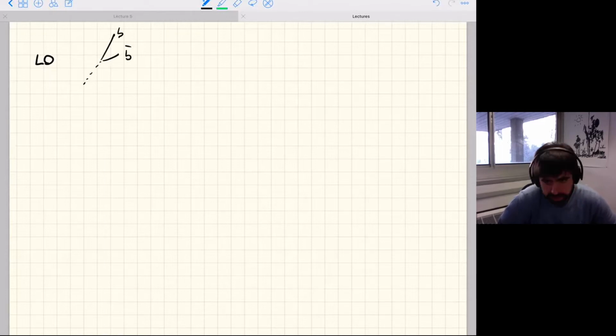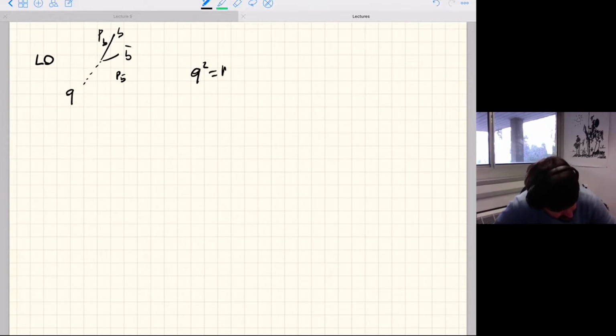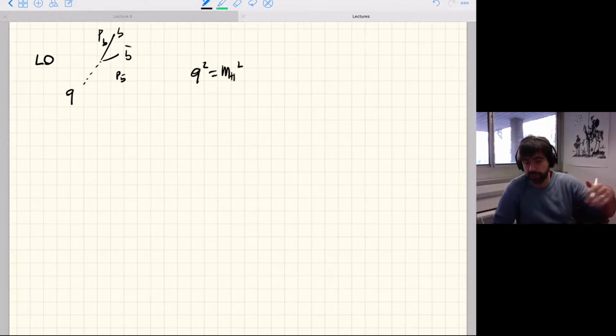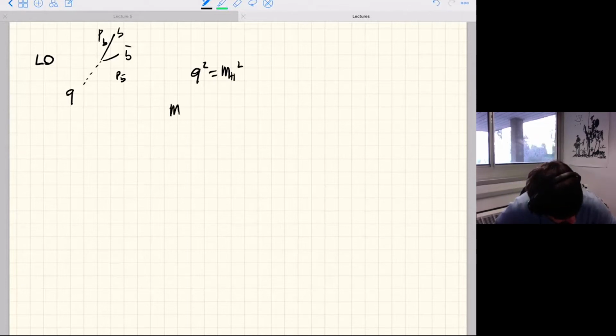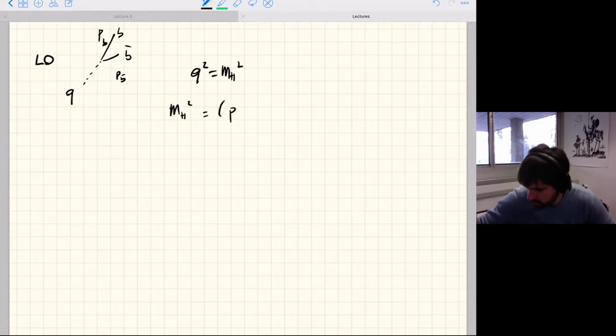So I can do this in the, well, I call this Q, P, and P_B bar. So I know that Q squared, regardless of the frame I'm evaluating, is always m_H squared. In the narrow width approximation, the Higgs is produced on shell. So m squared is equal to (p_b plus p_b bar) all squared.